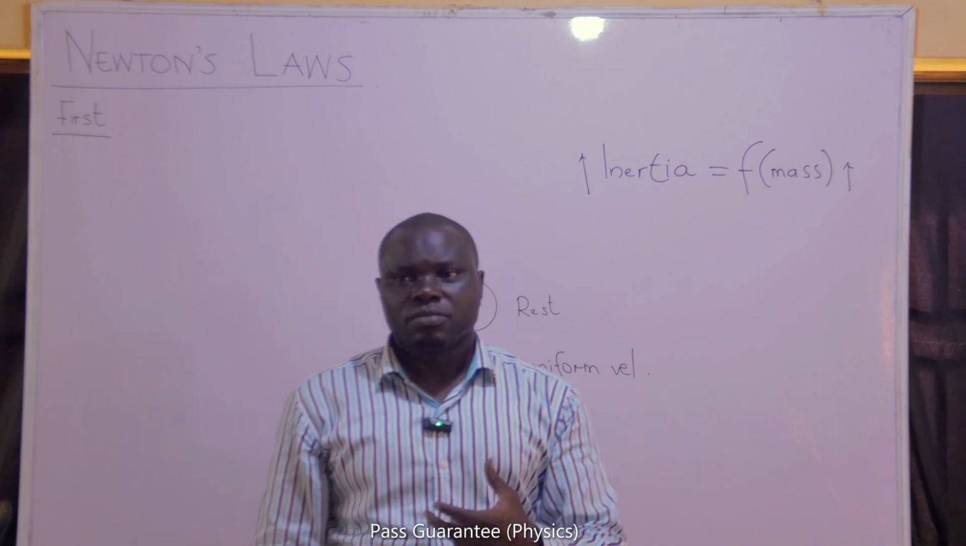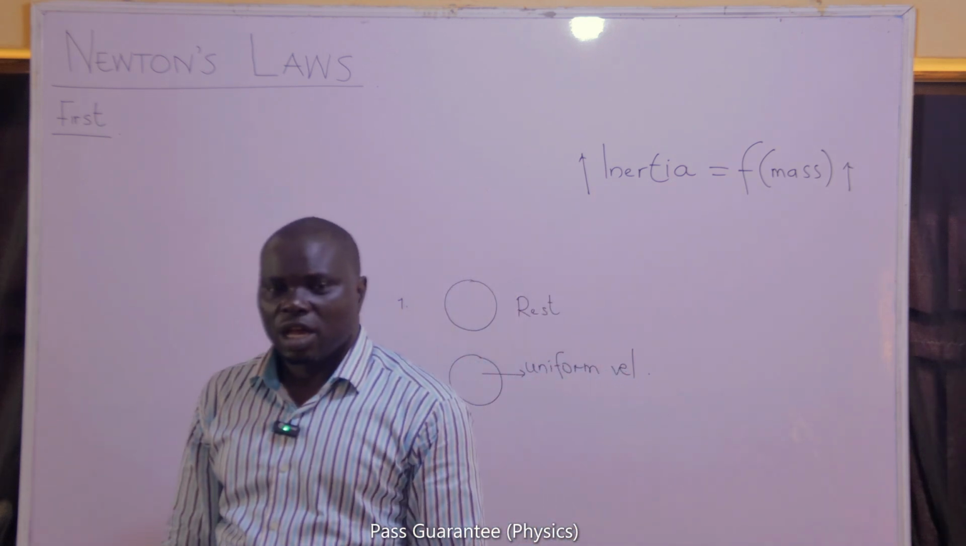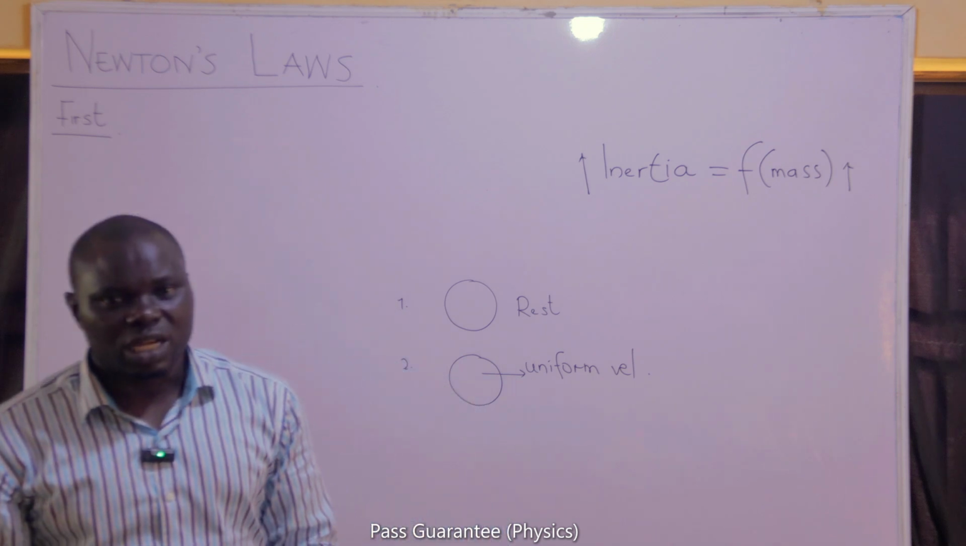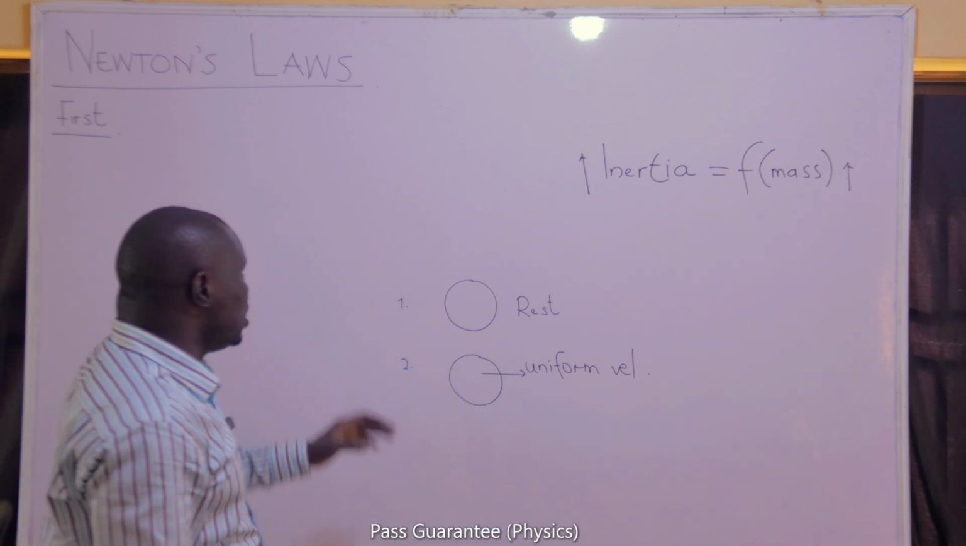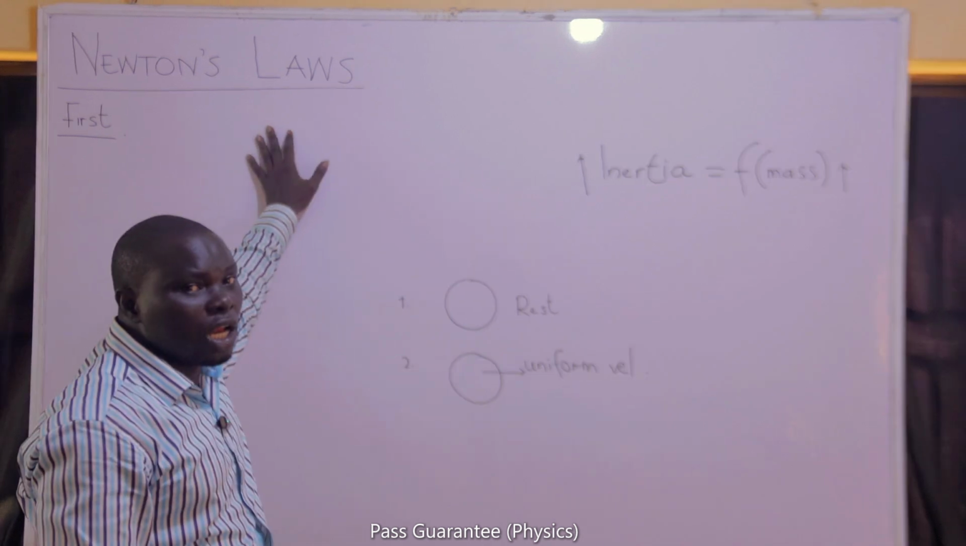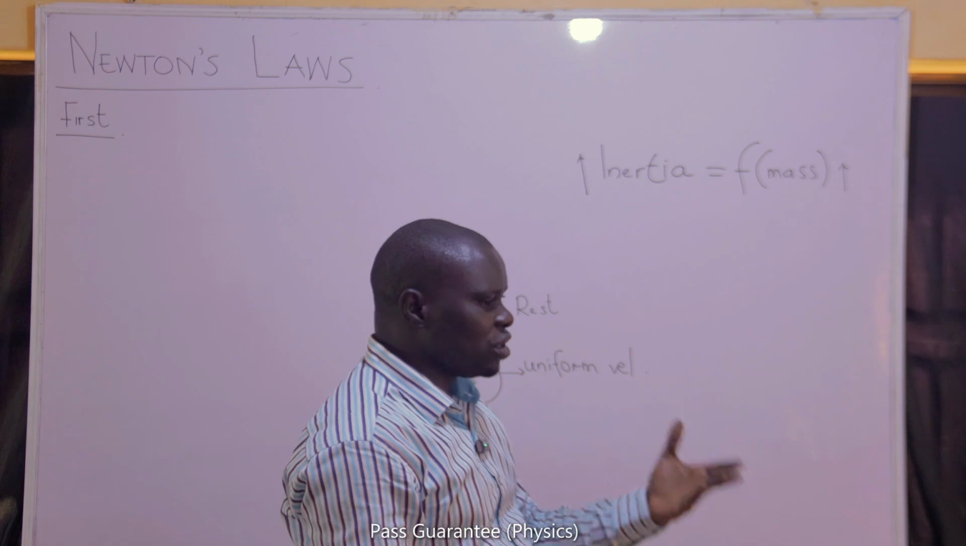So basically, Newton's first law of motion states that an object will continue in a state of rest or move with uniform motion in a straight line unless it is acted upon by an external force. Newton's first law is also called the law of inertia. We can now from there move to the second law.